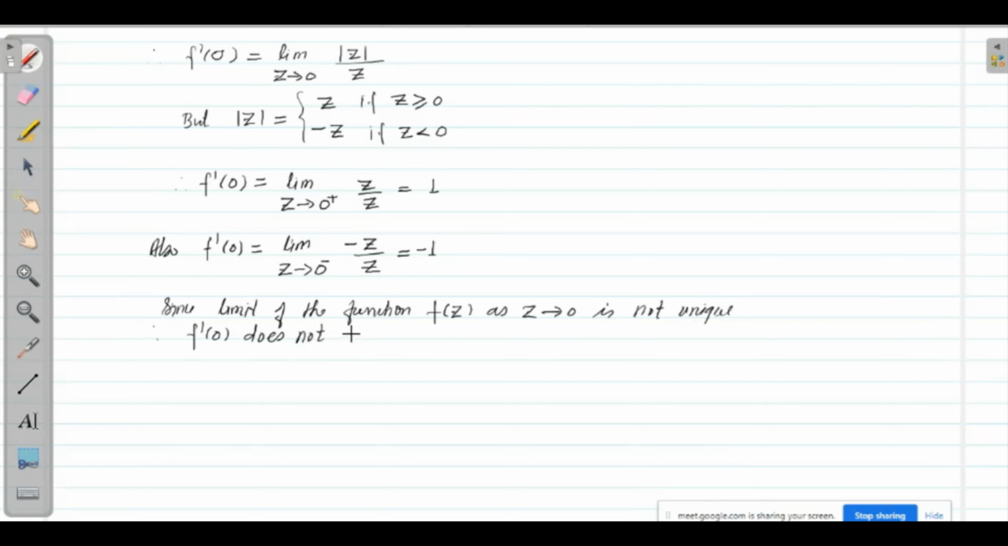Therefore, f of z is not differentiable at z equal to 0. Why is this so? Because the limit of the function does not exist. If the limit does not exist, then the function is not differentiable at the given point. Hence we can say that the function is not differentiable in the domain also.